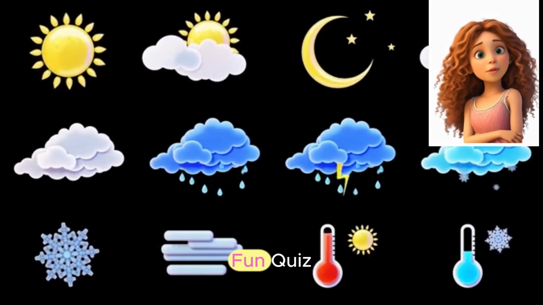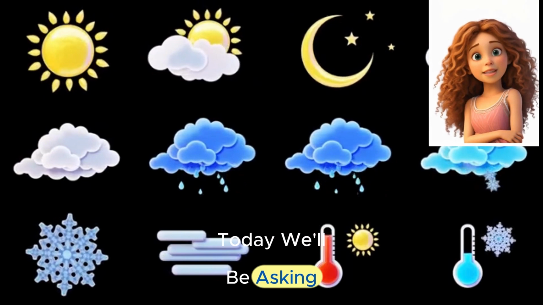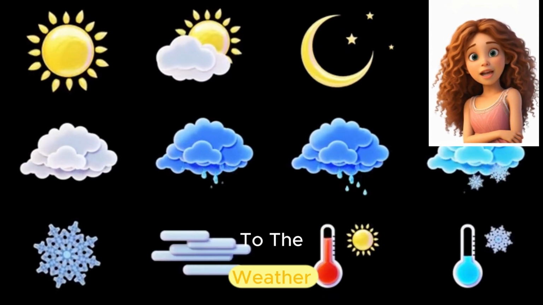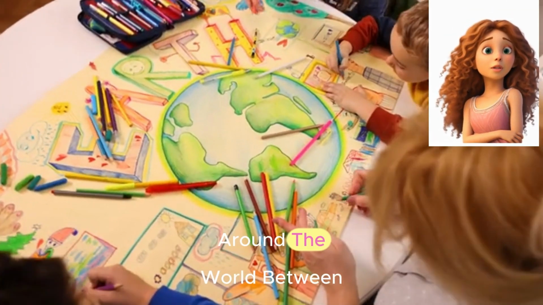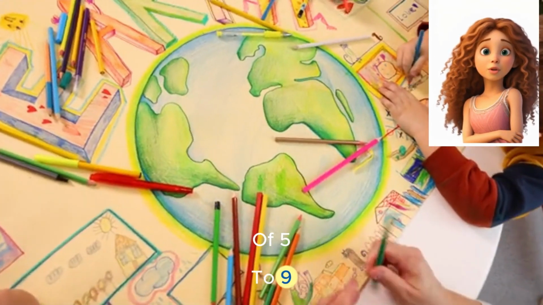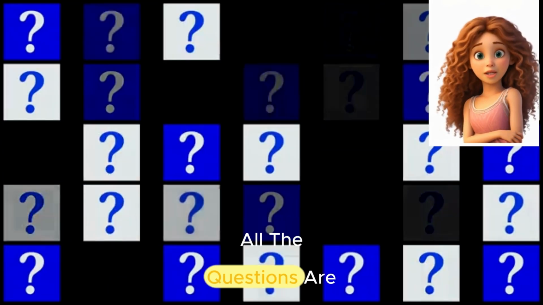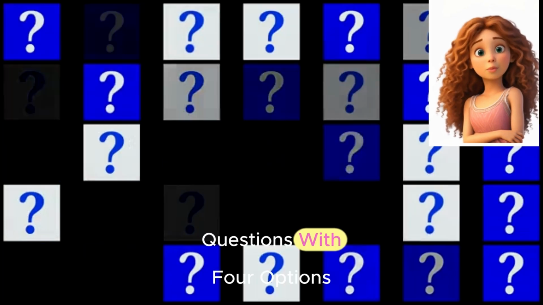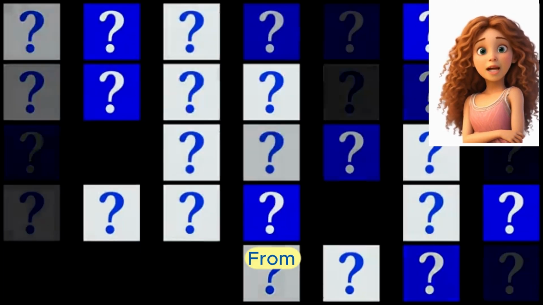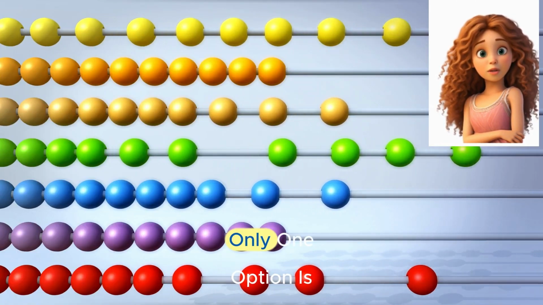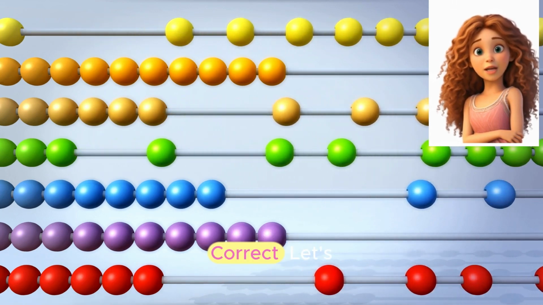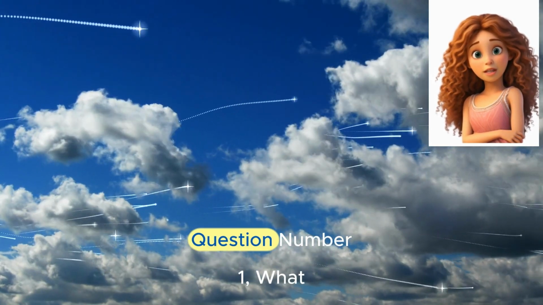It's time for another fun quiz. Today we'll be asking questions related to the weather. This quiz is for kids from around the world between the ages of 5 to 9 years old. All the questions are multiple choice questions with 4 options to choose from. Out of these 4 options, only one option is correct. Let's get started. Question number 1.